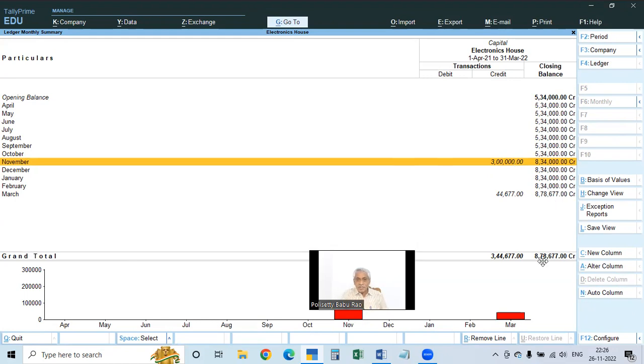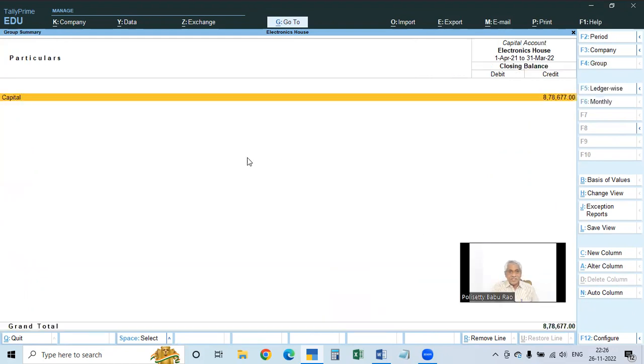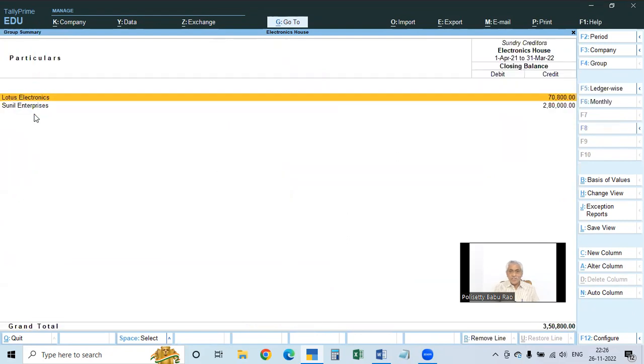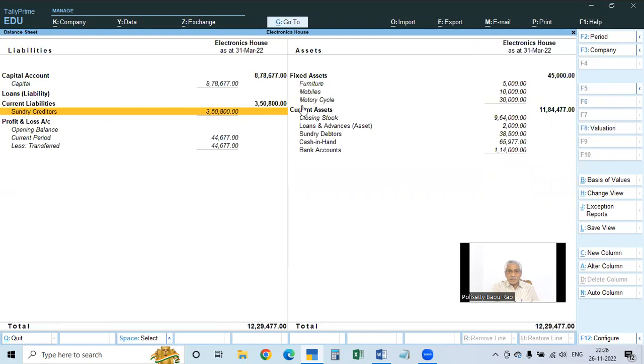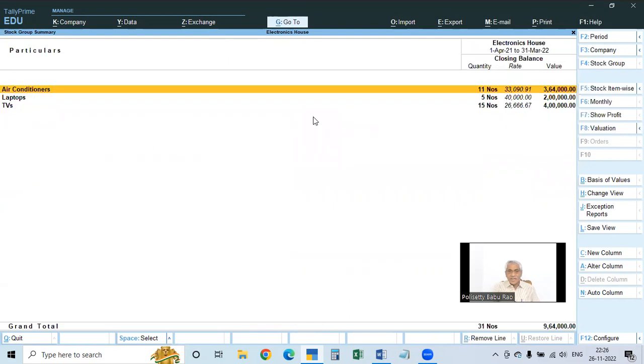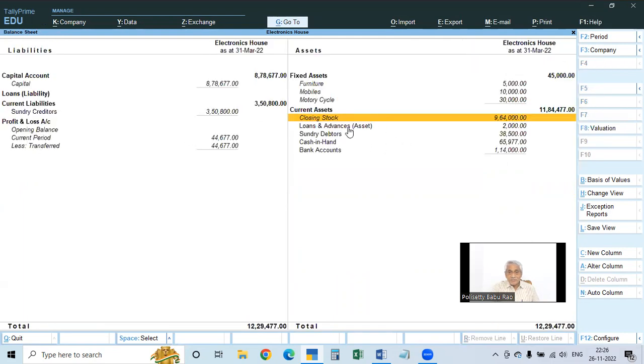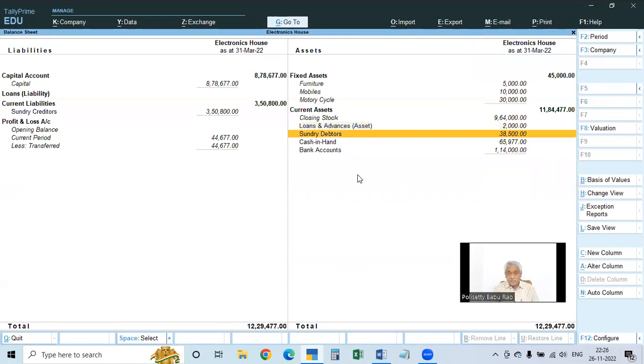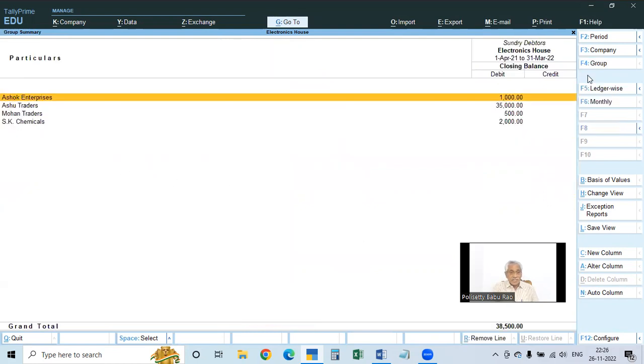Like this, you can see the capital. And if you want to see sundry creditors, you can see. And here the assets are there already. We can see closing stock also, this one. And then on loans and advances, we have given one advance, 2%, 1%. Sundry debtors, all these are sundry debtors.